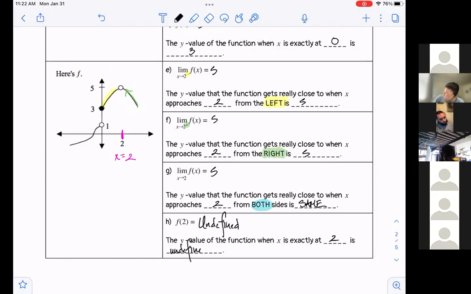Undefined and does not exist, depending on who you ask, can mean the same thing or can mean different things. I think in this class, we're going to use them a little interchangeably. So sometimes we'll see undefined, sometimes we'll see does not exist, but typically we use does not exist when we're talking about limits. And we use undefined when we're talking about an actual value.